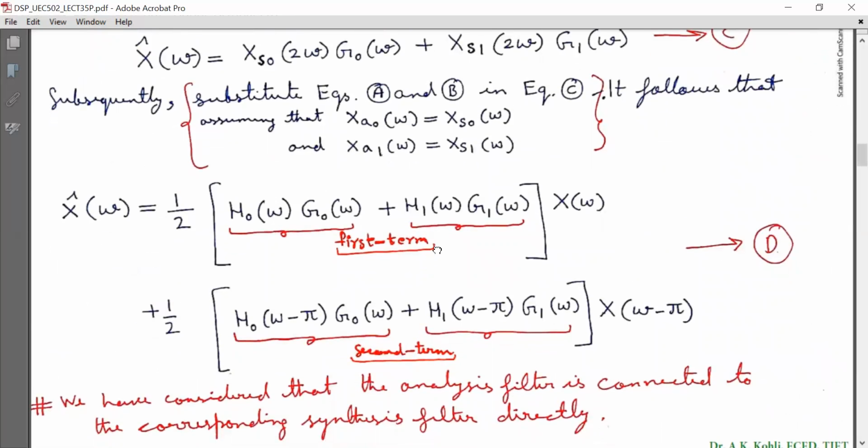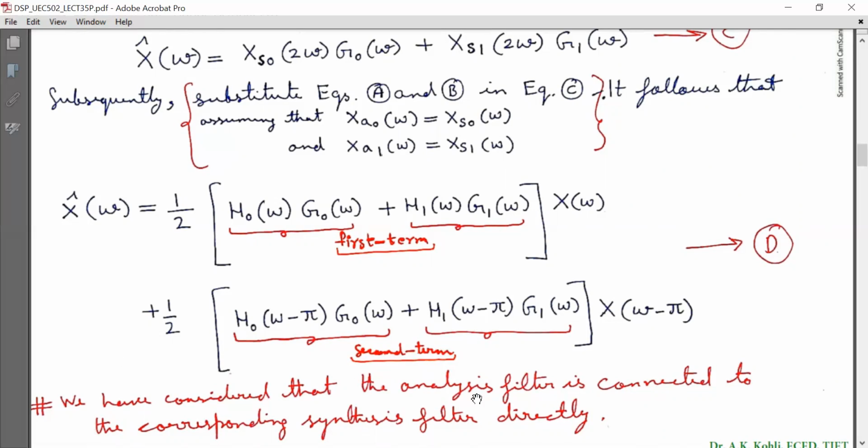Now it follows that X cap omega is equal to 1 by 2 bracket H naught omega G naught omega plus H1 omega G1 omega bracket closed into X omega. This is the first term. Plus 1 by 2 bracket H naught omega minus pi G naught omega plus H1 omega minus pi G1 omega bracket closed into X omega minus pi. This is the second term. Mark it as equation D.